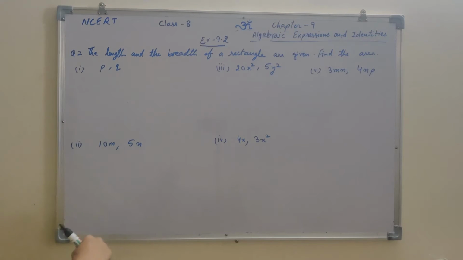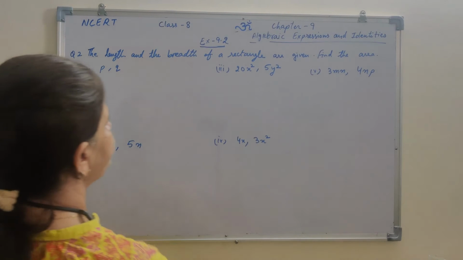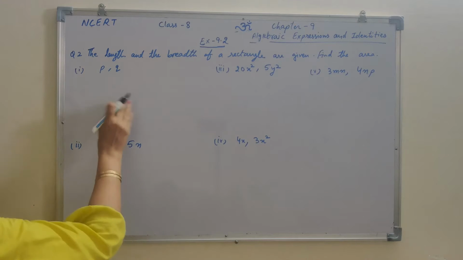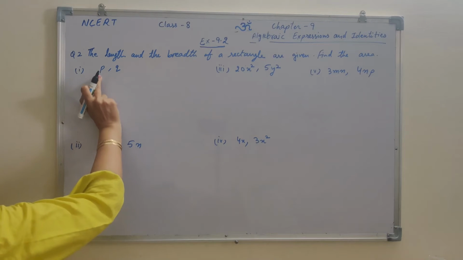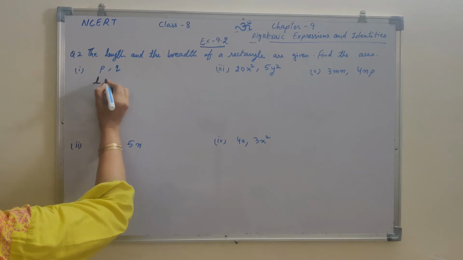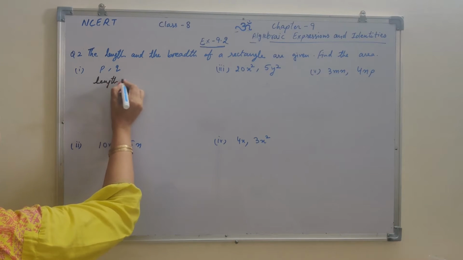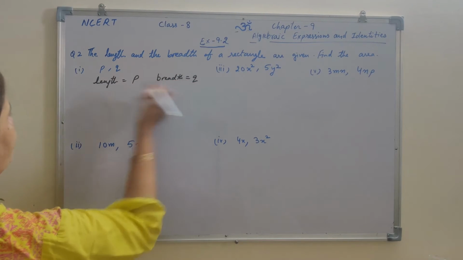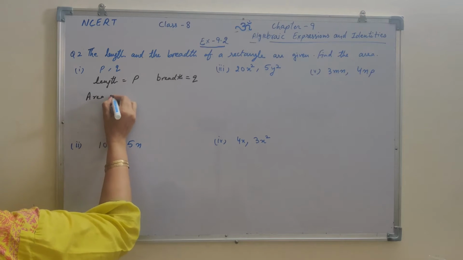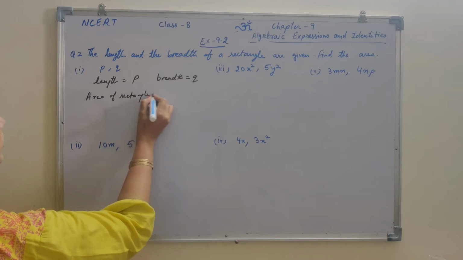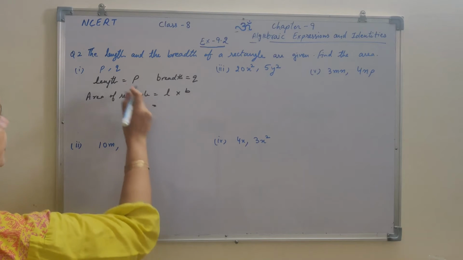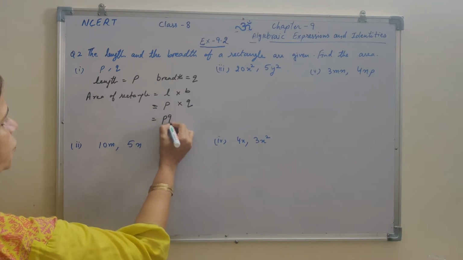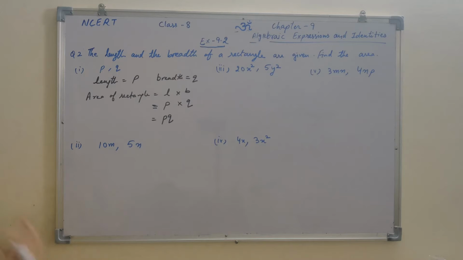Now if we see question number 2, here the length and the breadth of a rectangle are given in monomials and we have to find the area. So here the first part is p and q, that means this is length and this is breadth. So we write down here the length is p and the breadth is q. And we know that the area of a rectangle is length into breadth. That means length is p, breadth is q. So the area is pq. P multiply q is pq.